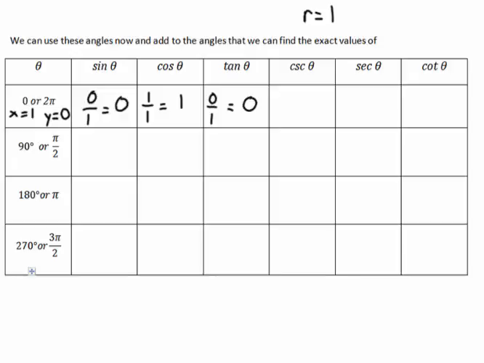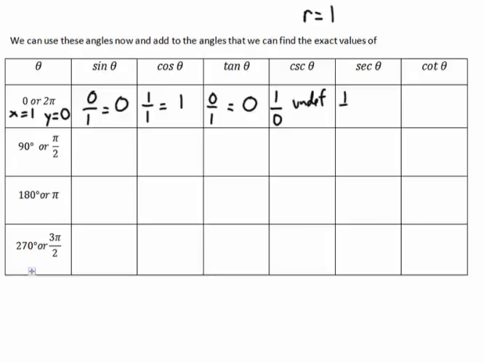And now we have to be careful because cosecant is the reciprocal of sine. It is r over y. Now, if we remember, dividing by 0 is not allowed. So the cosecant at 0 or 2 pi is actually undefined at that point. We have a 1 over a 0, so it's undefined at that point.